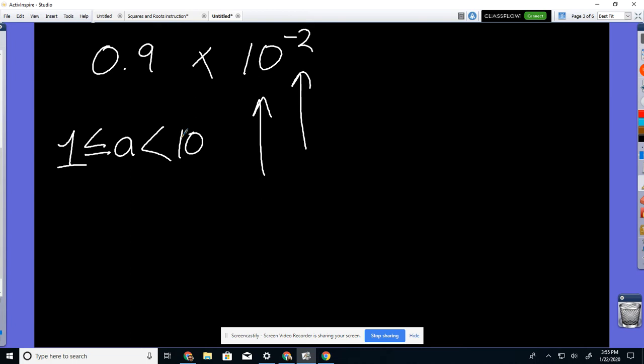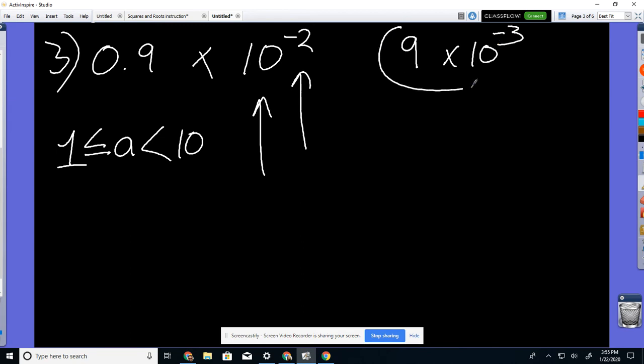So first thing we did was look at identifying scientific notation written incorrectly. And this is number 3, and we would label this as written incorrectly. We need to fix it. This is incorrect because this value here is not between 1 and 10. So we would need to move the decimal place to the right one. So this would be 9, and if we do that, then this must be 10 to the negative 3. So this would be written in correct scientific notation, and the original would be incorrect scientific notation.